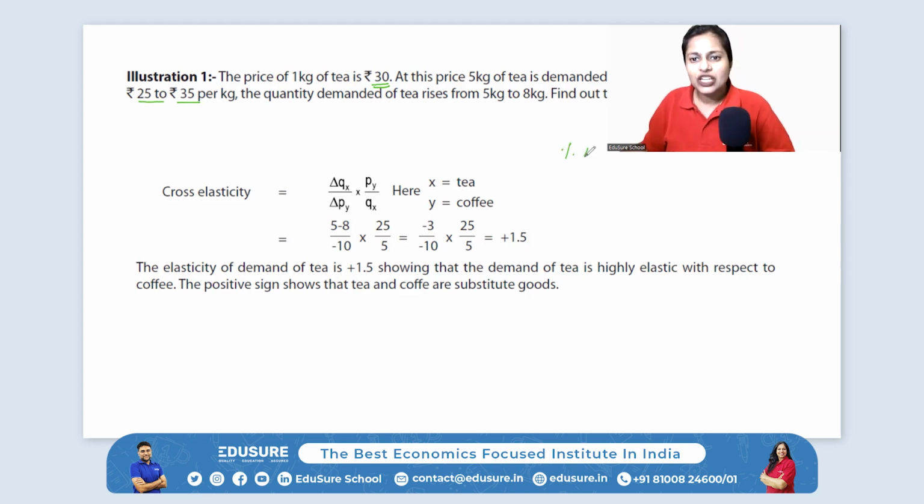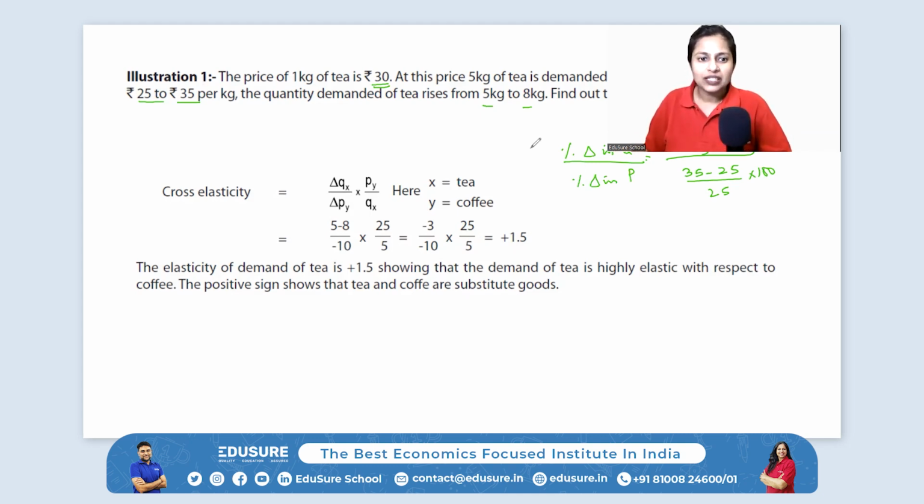So it's the percentage change in quantity demanded upon the percentage change in price. The price of coffee is rising, so 35 minus 25 by 25 into 100 is the percentage change in price of coffee. This change in price of coffee increases the demand of tea from 5 to 8 kgs. So 8 minus 5 by 5 into 100 is the percentage change in the quantity of tea.